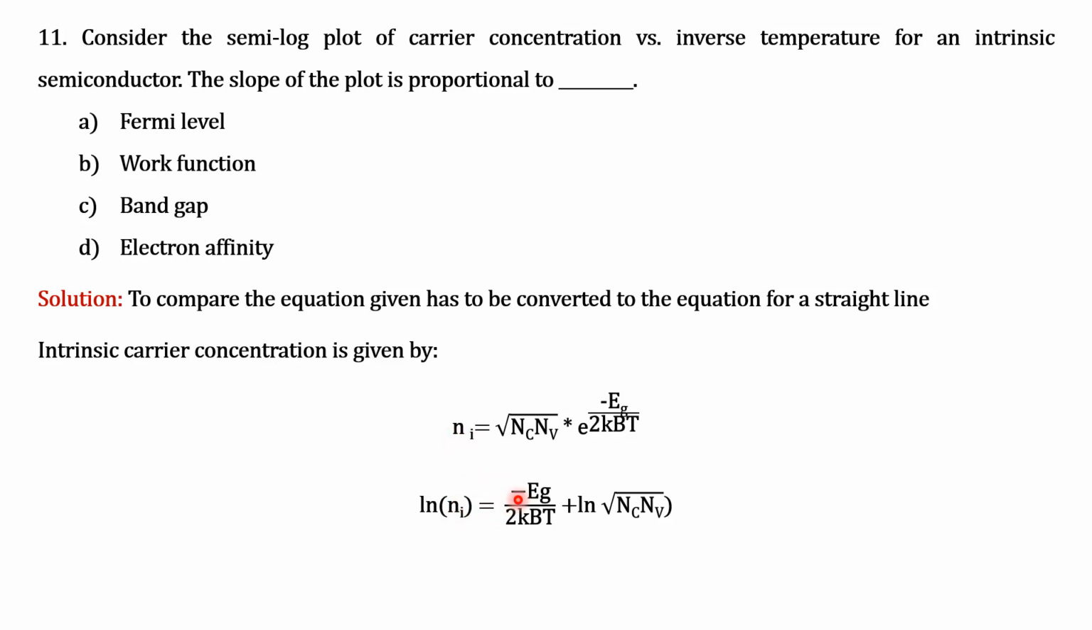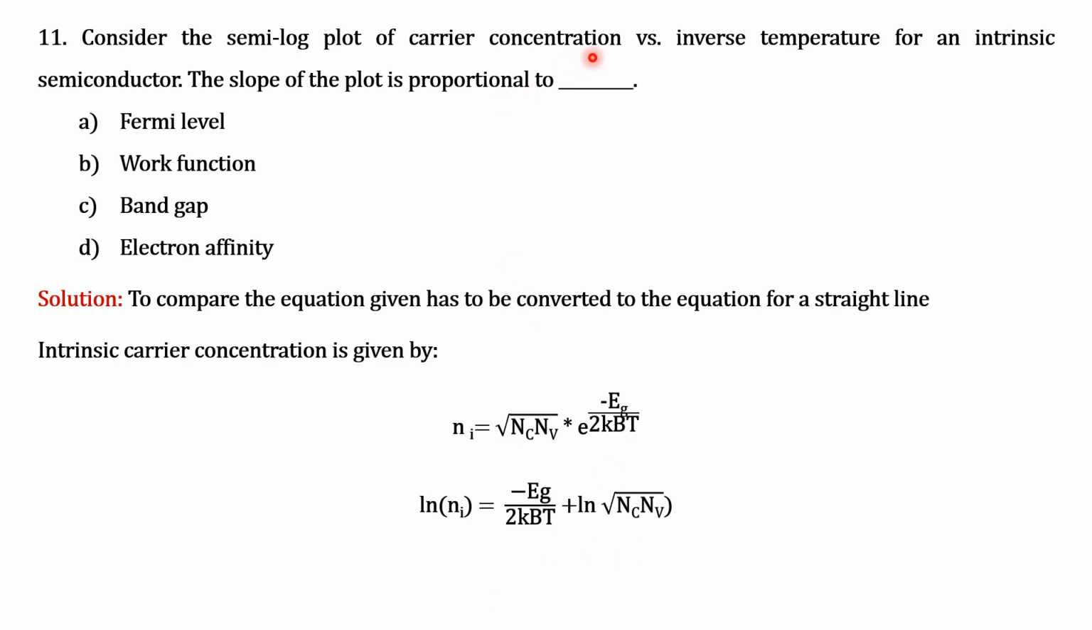Therefore, ln ni is equal to ln of a product, that is ln of a into b is equal to ln a plus ln b. Therefore, ln of root of NC NV plus ln of e power minus Eg by 2 kB T. Since it is ln of e power something, it becomes minus Eg by 2 times kB into T. And when you compare it with y is equal to mx plus c, how will it become? y is equal to m into x plus c.